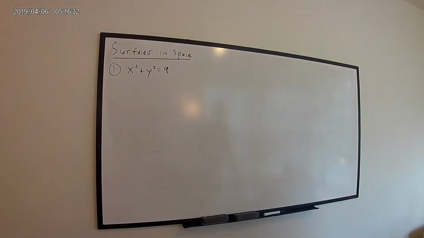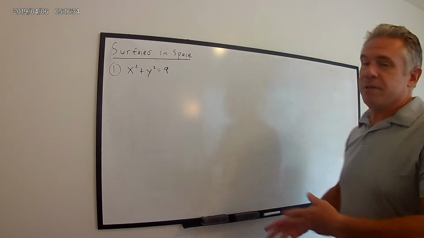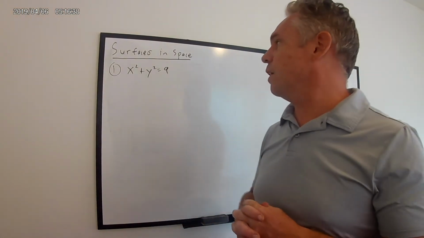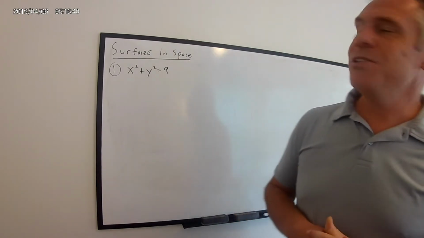This is a video lecture for Math 283, and the topic today is surfaces in space, and this is found in section 12.6 of the textbook. So what's the motivation for this?